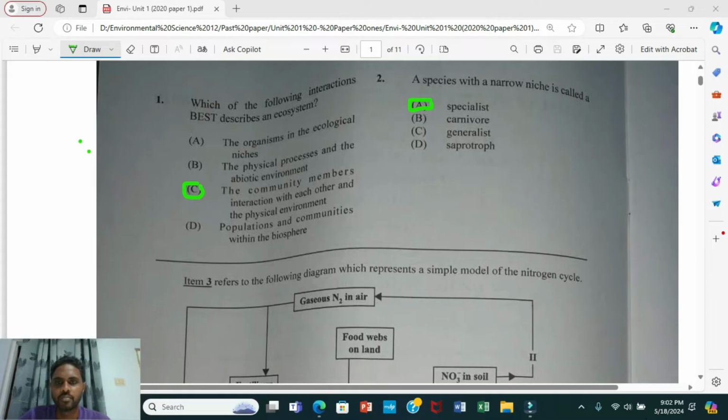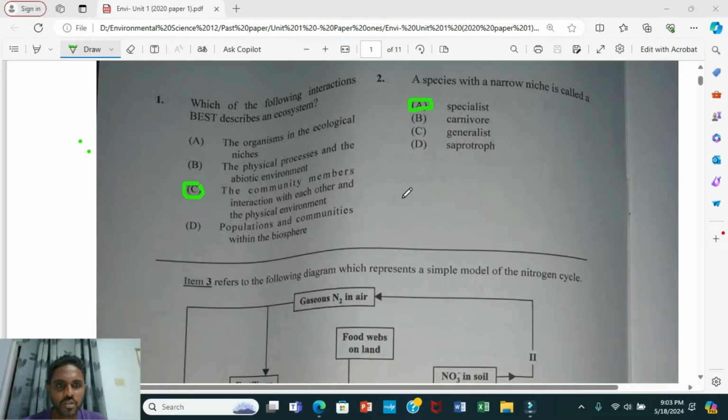Today we're going to look at Environmental Science Past Paper 1, Unit 1, 2020. All right, so let's get into it. Question number 1 says, which of the following interactions best describe an ecosystem? Now the answer is C. So here it says the community members' interactions with each other and the physical environment. Of course, guys, we know that an ecosystem describes abiotic factors relating with biotic factors. So in other words, living things interacting with non-living things. Those are the two main aspects of the ecosystem.